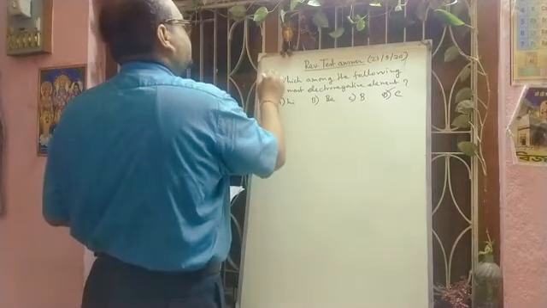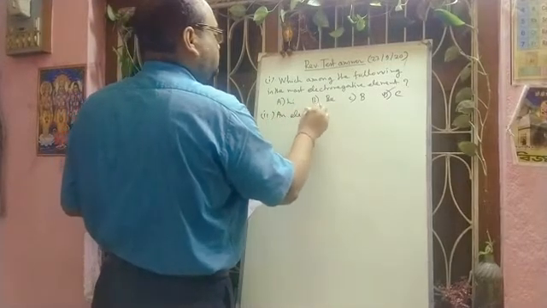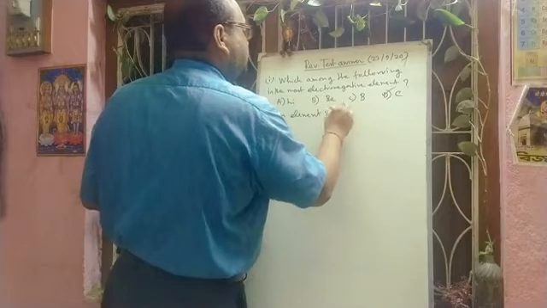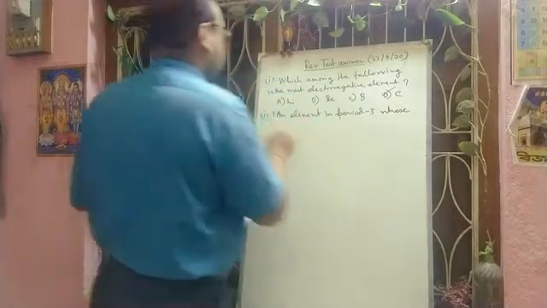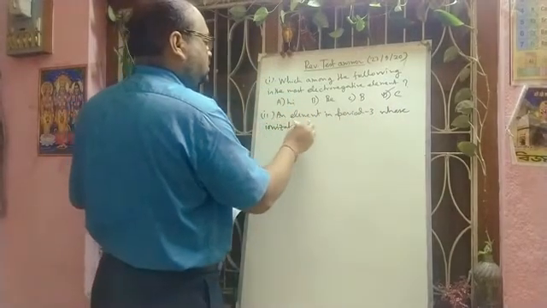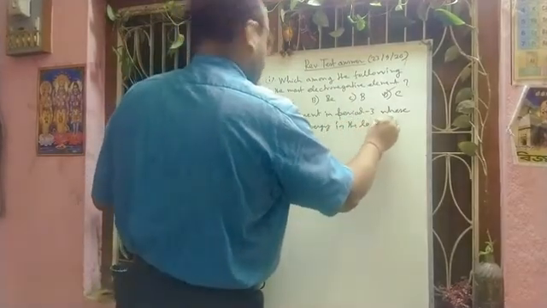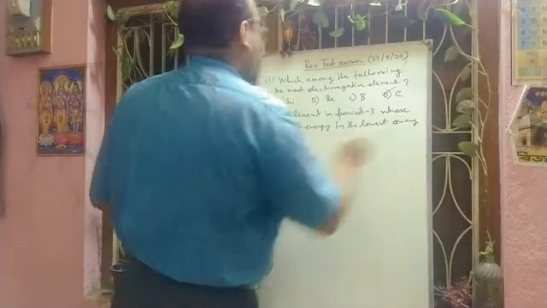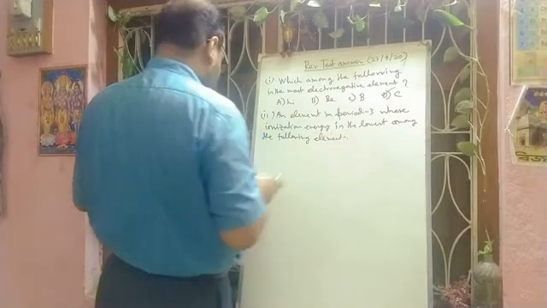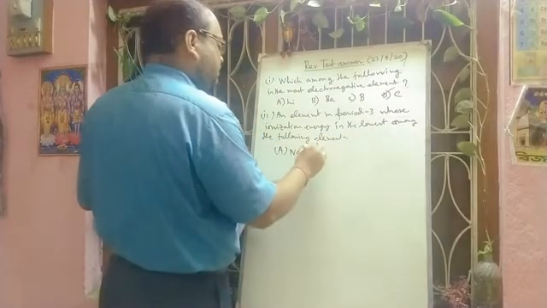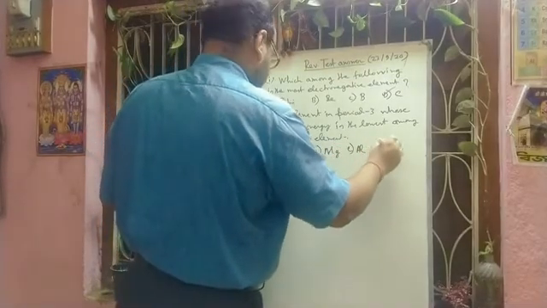Question number 2. An element in period 3 whose ionization energy is the lowest among the following elements. So elements are given: option A sodium, option B magnesium, option C aluminium, option D silicon.